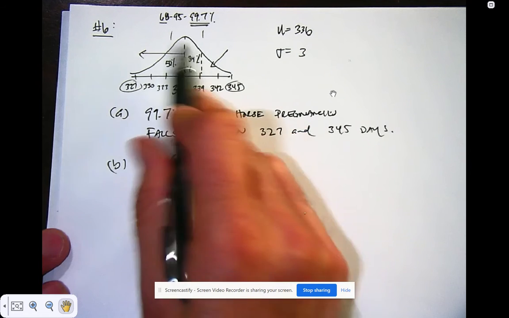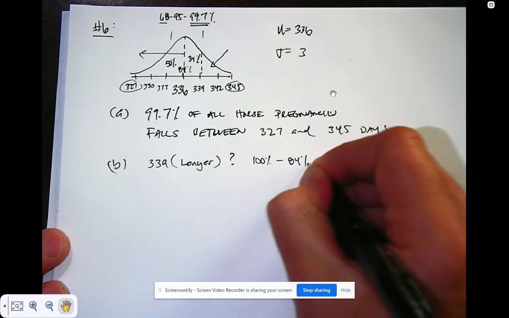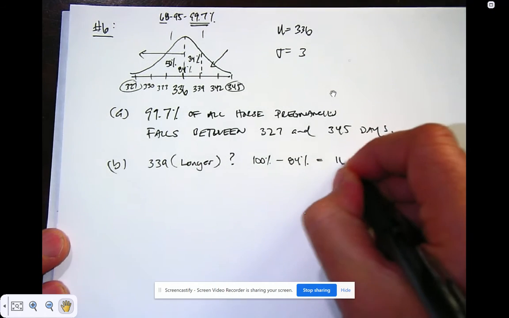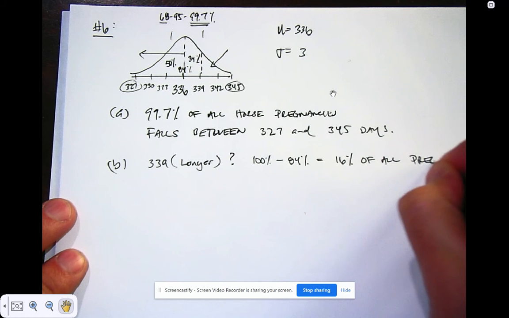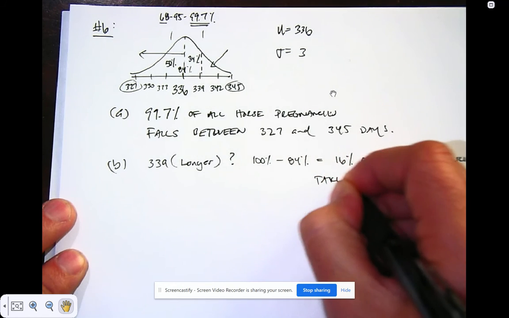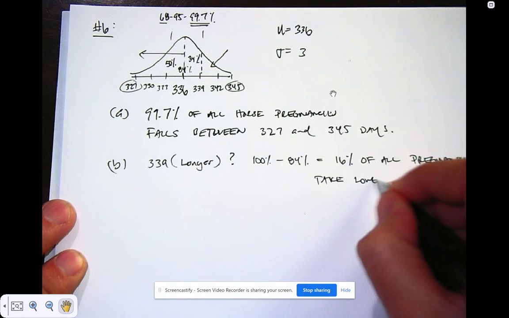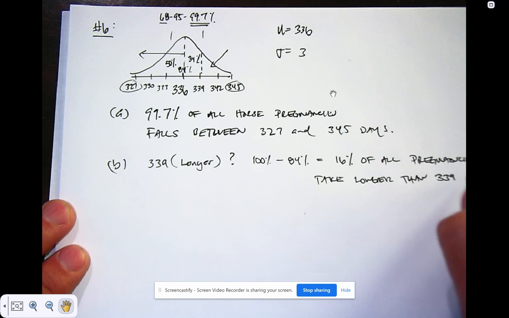And if you capture 100% of your data, you would say, well, what's 100% minus 84% to get your answer, which is 16% of all pregnancies take longer than 339 days.